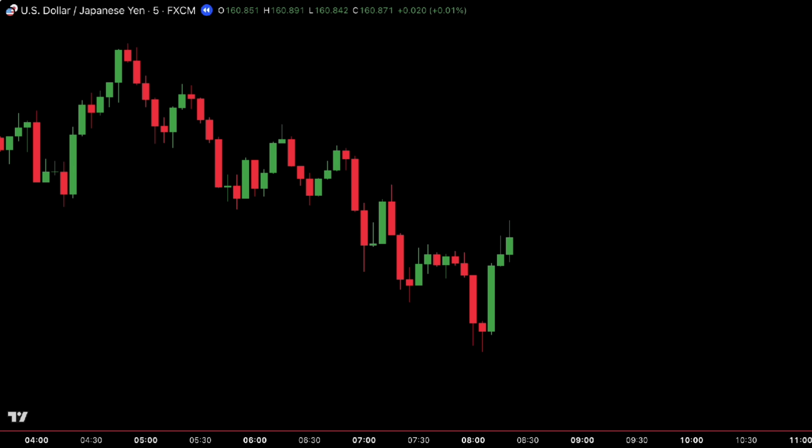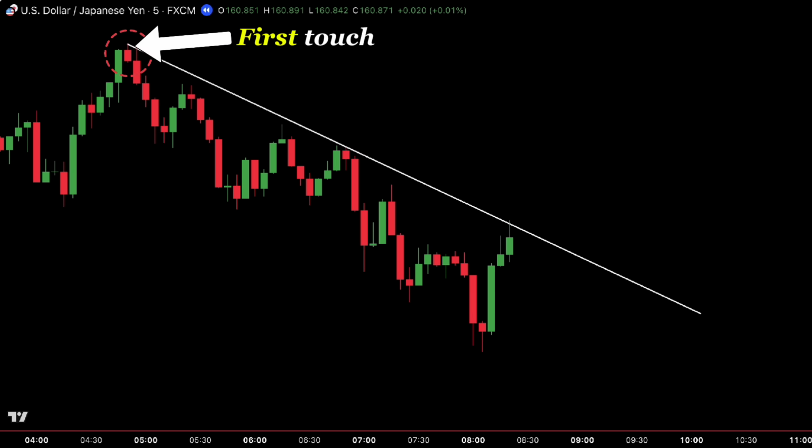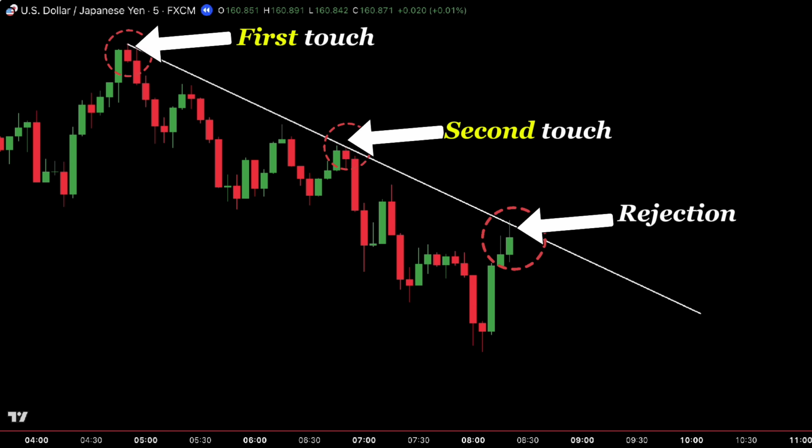Let's look at this chart example. This is the US dollar Japanese yen 5-minute chart. As you can see, the market is trending downward. We can draw a trend line connecting the lower highs. Here is the first touch, and here is the second touch. When price reaches the trend line again, it gets rejected, creating what looks like a clear short opportunity.